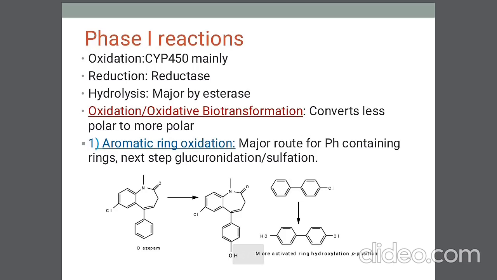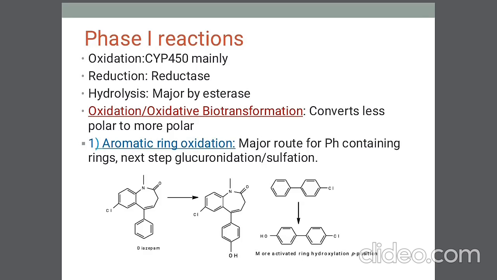So just begin with the phase 1 reactions now. The phase 1 reactions are mainly of 3 types: oxidation, reduction and hydrolysis. Out of these, oxidation is carried out by cytochrome P450, reduction is carried out by various reductases like nitroreductases, azoreductases and so on, and hydrolysis is carried out by esterases.